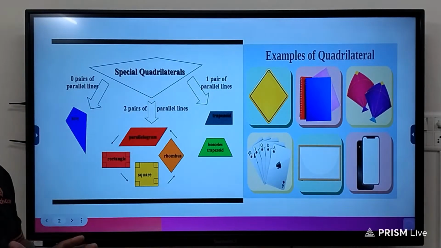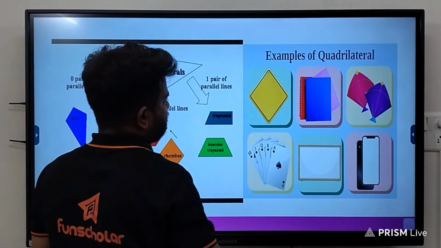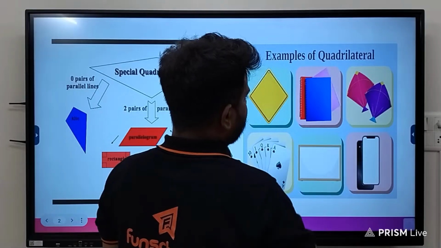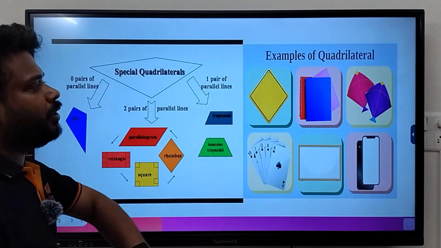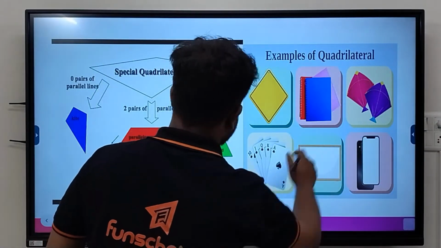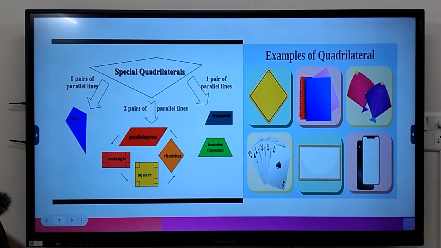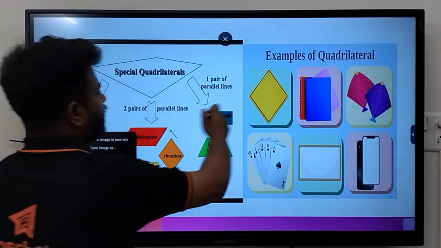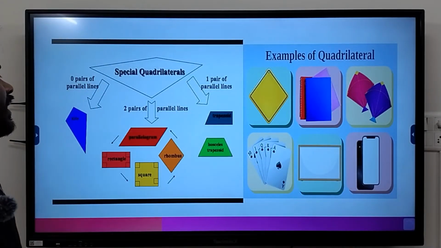Look carefully, we have all kinds of shapes here. This one is a rhombus, this one is a rectangle, this one will be a right angle rhombus, we will learn about it later. This is a rectangle, this is also a rectangle, this is also a rectangle. So special quadrilaterals with zero pairs of parallel lines, this will be a kite, just like this. This is a special kind of rhombus, and two pairs of parallel lines.